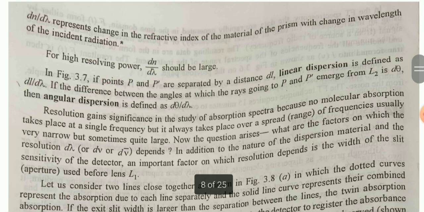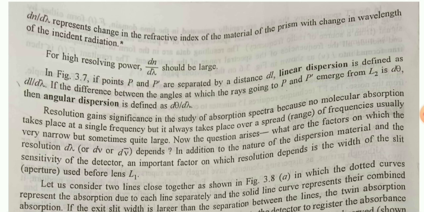dn upon d lambda represents the change in the refractive index of the material of the prism with change in wavelength of the incident radiation. For high resolving power, dn upon d lambda should be large. In figure 3.7, if points P and P dash are separated by a distance dl, linear dispersion is defined as dl upon d lambda. If the difference between the angles at which the rays going to P and P dash emerge from L2 is d theta, then angular dispersion is defined as d theta upon d lambda.